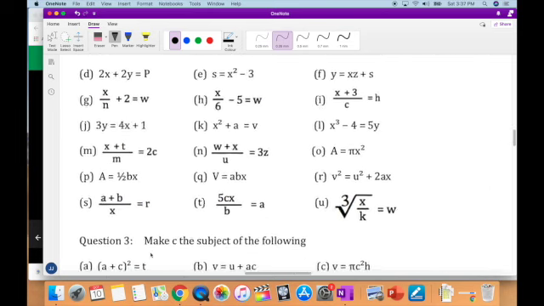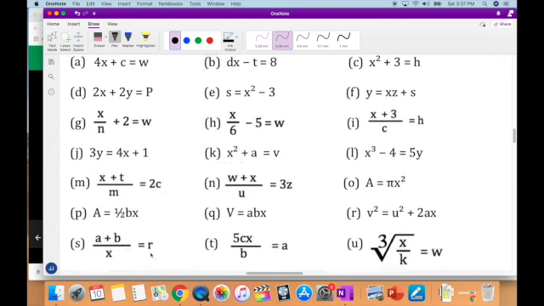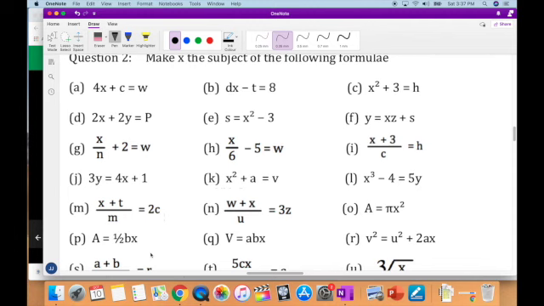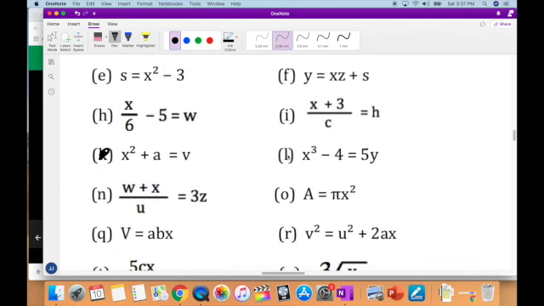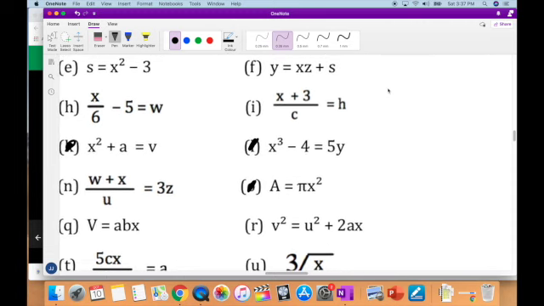Now this here is a lot of the same stuff. What do you have to make X the subject of the formula? Caitlin, Shazay, Scotia. Ready? So Caitlin, you have x squared plus a is equal to v. What to do now? Transpose positive A. So I'll get x squared is equal to v minus a, and then what? Transpose the square, and it'll be x equals the square root of v minus a. Very good. Good job there, Caitlin.